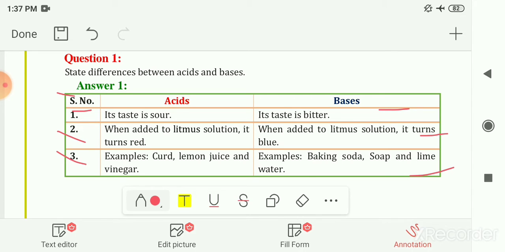Acids are sour to taste, whereas bases are bitter in taste. Acids turn blue litmus paper into red and bases turn red litmus paper into blue, or when added to the litmus solution, acid turns it red and bases turn it blue. And then the examples: curd, lemon juice and vinegar are the examples of acids, and baking soda, soap and lime water are the examples of bases.